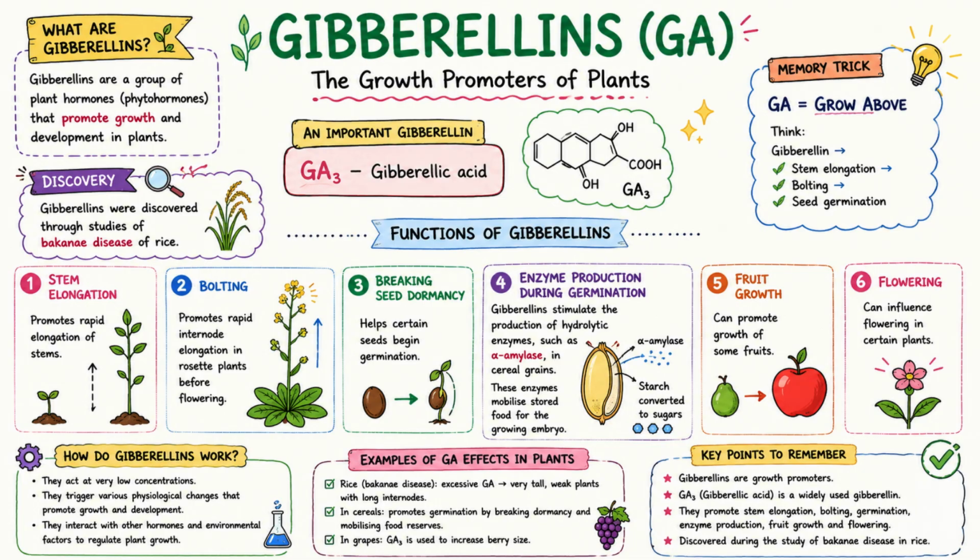Gibberellins. Gibberellins are plant hormones that mainly promote growth. They were discovered while studying Bakanae disease in rice. The most important gibberellin is GA3 or gibberellic acid. It increases stem length, causes bolting, helps break seed dormancy, stimulates alpha amylase enzyme during seed germination, promotes fruit growth, and supports flowering in some plants. Memory trick. GA means grow above.